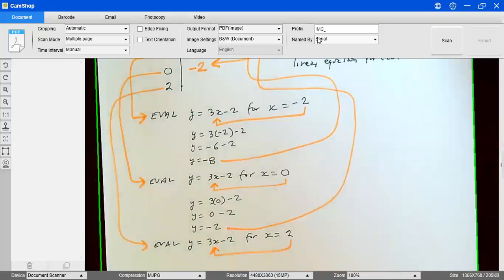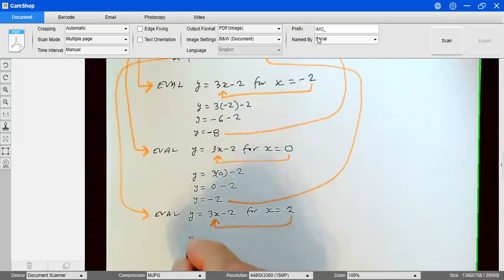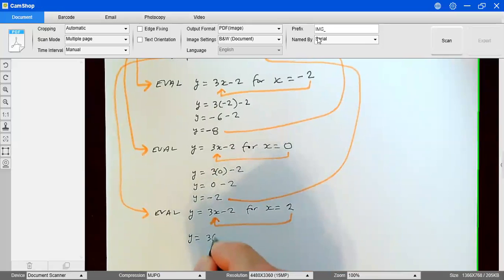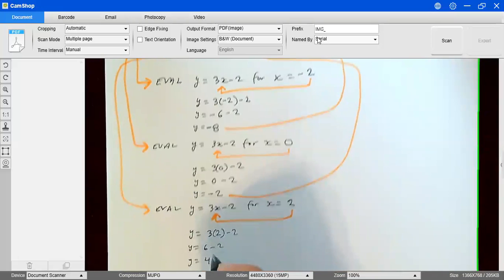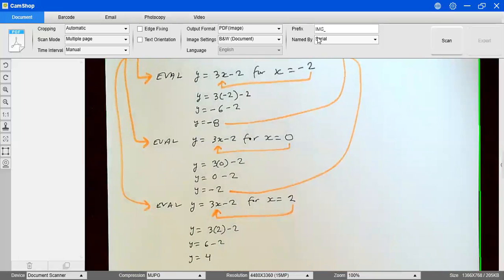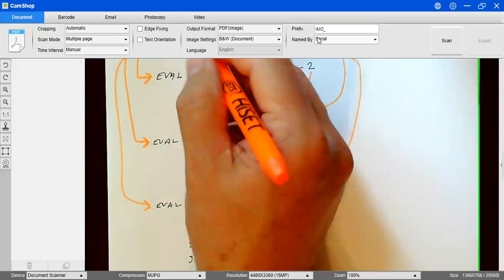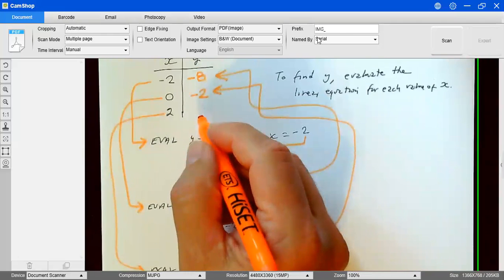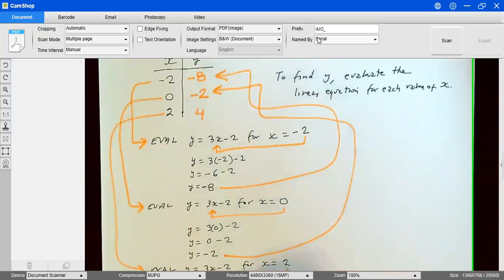So I'm going to replace the x that I have here with 2. So we do that again. So y equals 3 times 2 minus 2. So y equals 3 times 2 is going to be 6 minus 2. Y equals 4. So that's the last value we need to write here. I need to write 4.